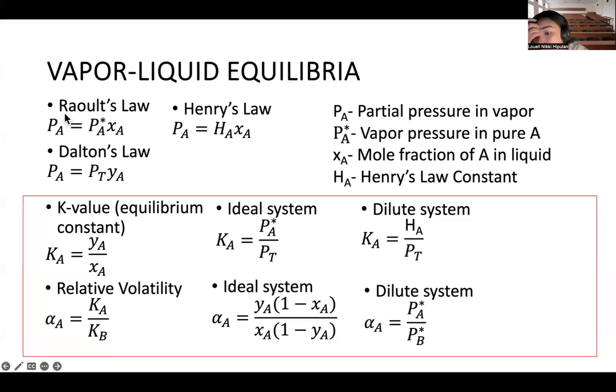That's the partial pressure of component A, and that is equal to P times YA, or the mole fraction of your gas in the vapor phase. And then you have your K value. Your K value, or the equilibrium constant, is important for determining how much of your component will be in the vapor phase compared to your liquid phase.